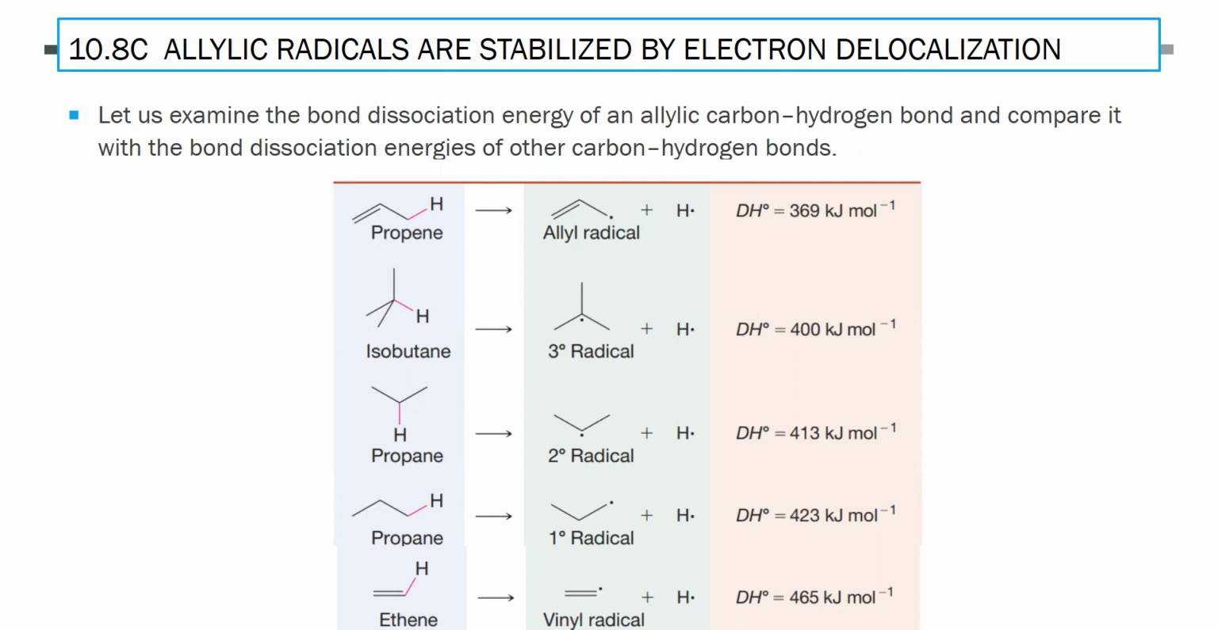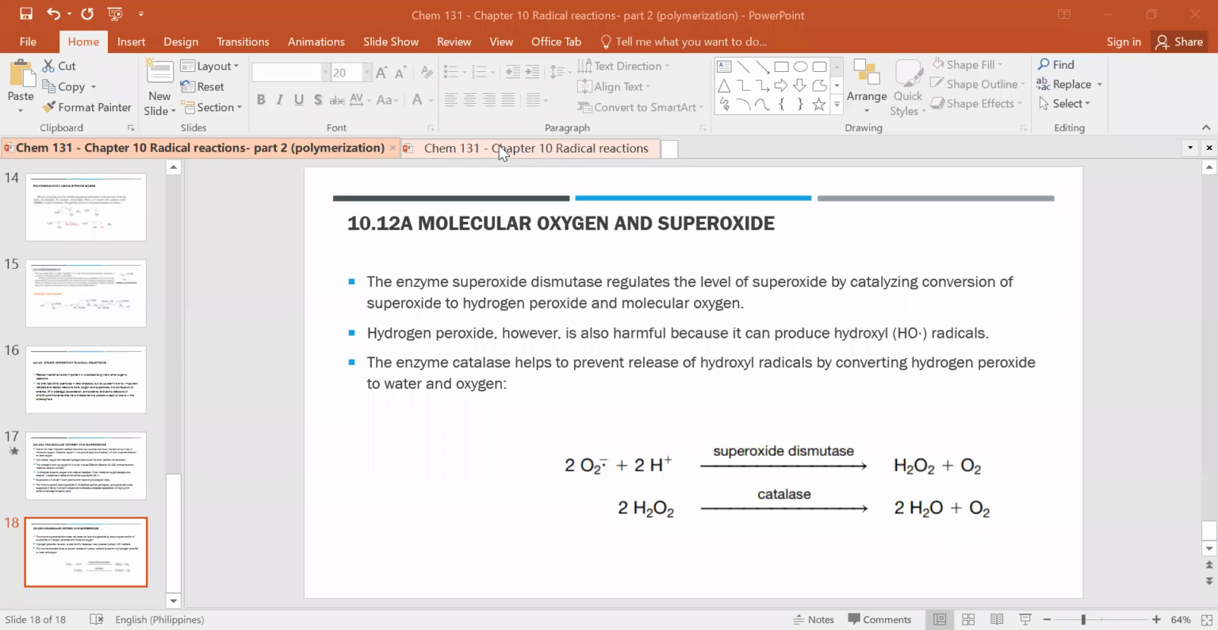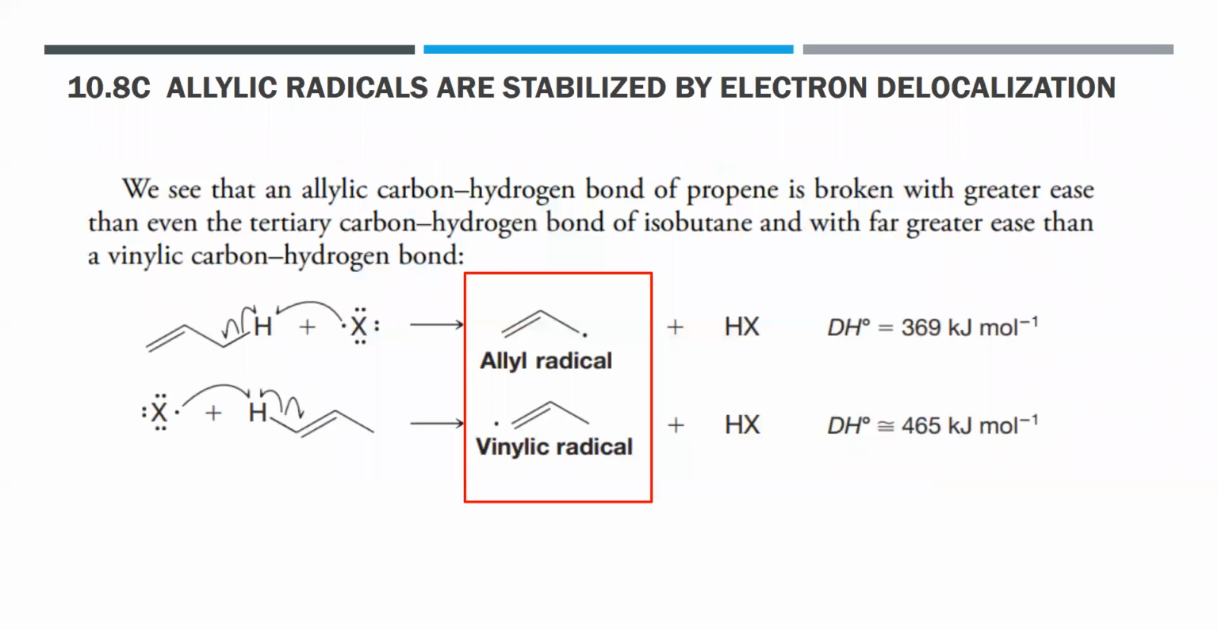So look at the next slide, I think there is an illustration. Okay, so we'll look at in the next slide how the stabilization by pi electron delocalization happens with an allylic radical. But for now, we'll look at the bond dissociation energy of forming the allyl radical and the vinylic radical.